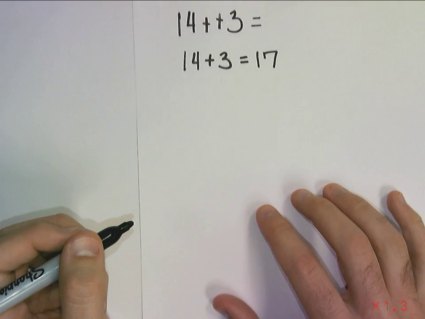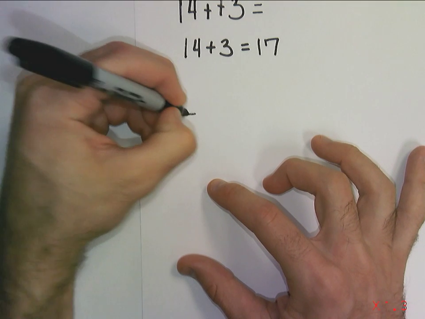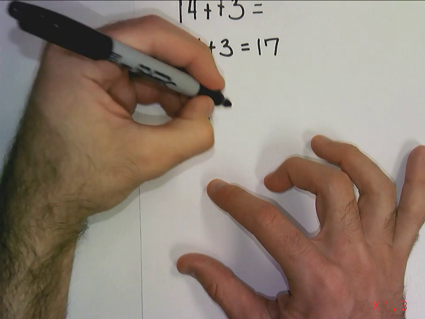So secondly, let's go through another example here. Let's say we have something like negative 8 minus 2.